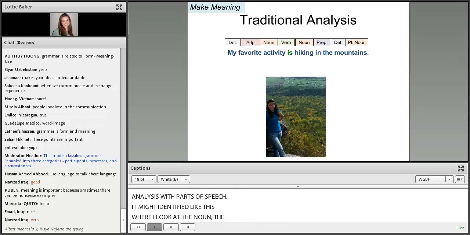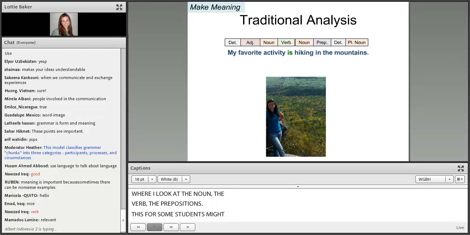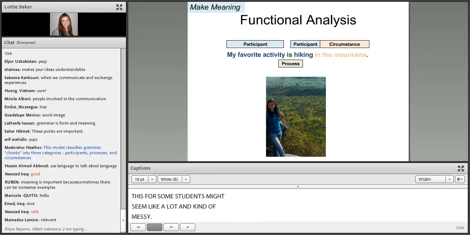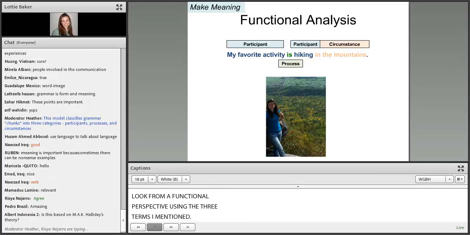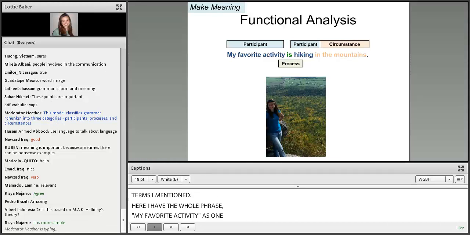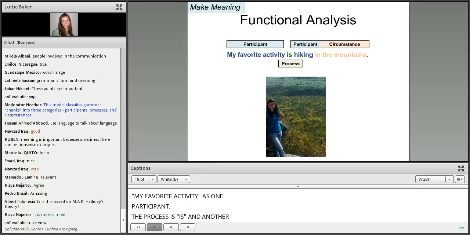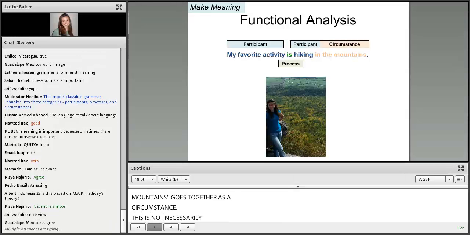This, for some students, might seem like a lot and kind of messy. Let me show you how it would look from a functional perspective using the 3 terms I mentioned. Here, I have the whole phrase, my favorite activity, as one participant. Then the process is, and then another participant is hiking, and then in the mountains goes together as a circumstance. So this is not necessarily contradicting our traditional parts of speech analysis, but it's a way of looking at parts of sentences and looking at them in meaningful chunks.